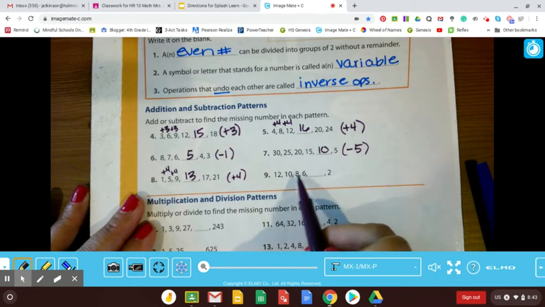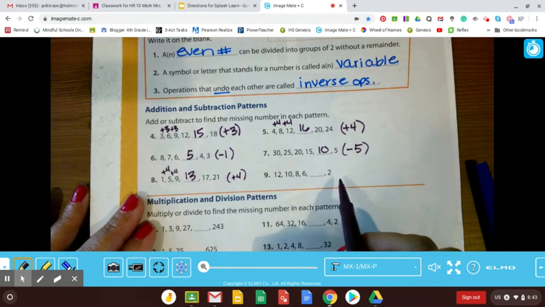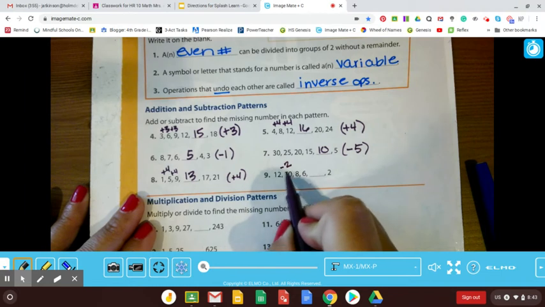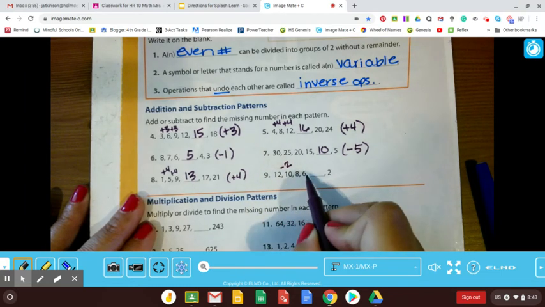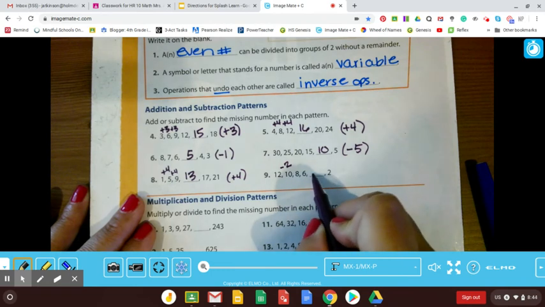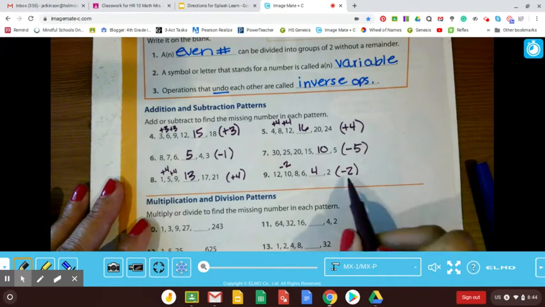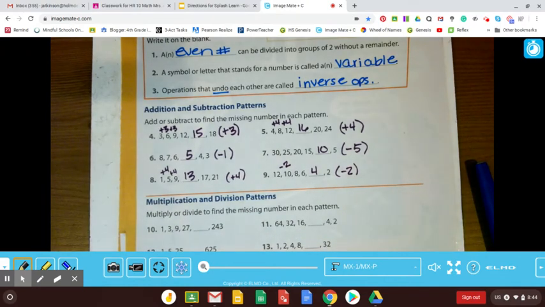12, 10, 8, 6. Going down. We're going down by 2, right? 12 minus 2 is 10. 10 minus 2 is 8. So 6 minus 2 would be 4. Our rule is minus 2. You don't really have to write the rule. I just like to write it.